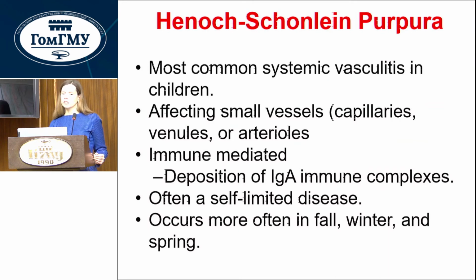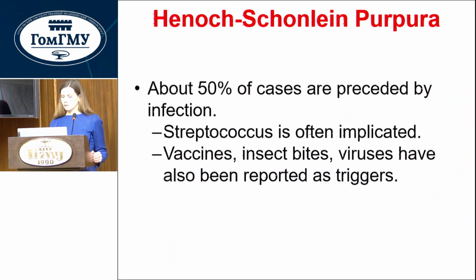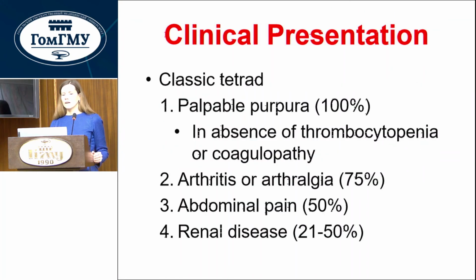Next disease, Henoch-Schönlein purpura, the most common systemic vasculitis in children, affecting small vessels, capillaries, venules, or arterioles. It is an immune-mediated reaction with deposition of immunoglobulin A immune complexes, and occurs in the cold time of the year. About 50% of cases are preceded by infections. Streptococcus infection was more common before vaccination. Viruses may be a trigger.